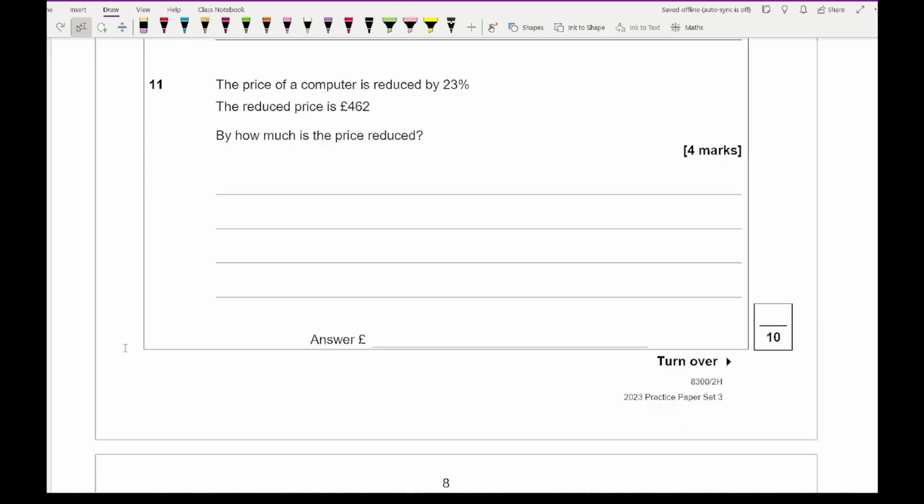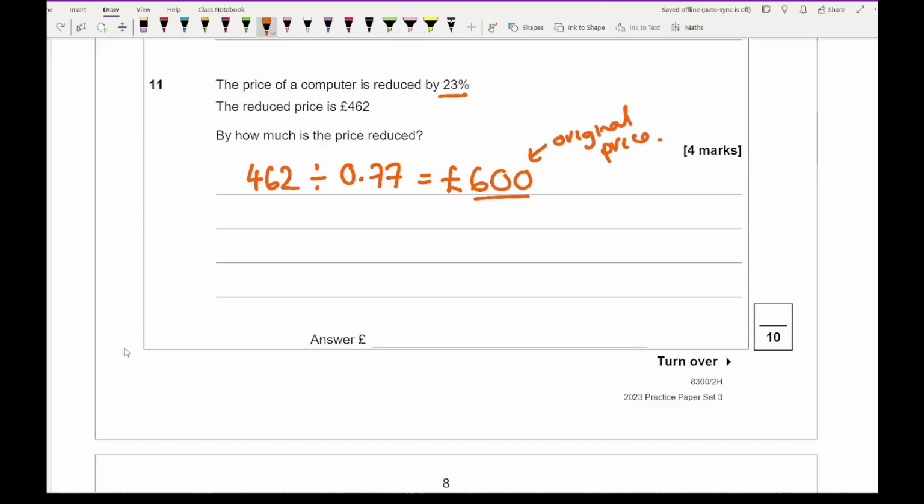So for this, what we need to do is work out the original price. So we do the new price divided by the decimal multiplier of a 23% reduction, which is going to be 0.77, and that comes up to an answer of £600. So £600 was the original price. Now the question's asking for how much it was reduced by, so I've then got to do 600 minus 462, and that gives me an answer of £138.